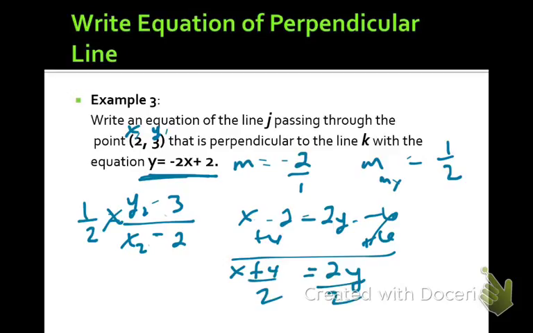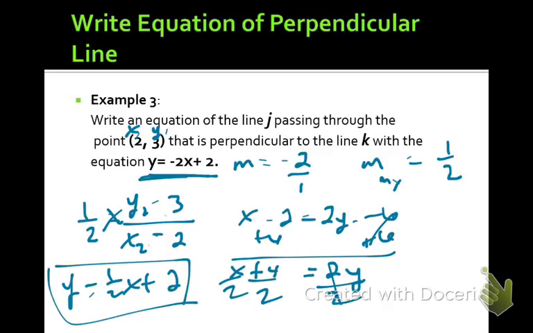Divide everything by 2, and so I get y equals 1/2 x plus 2. Okay? And so that's just using the idea of perpendicular lines and having that flip it, switch the slopes. Okay? So we're writing equations of lines.